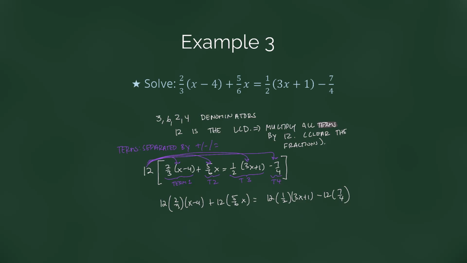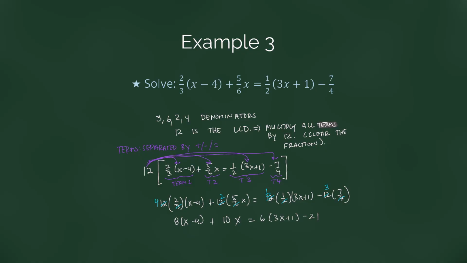So when I multiply 12 times 2/3, the 3 and the 12 cancel to give us 4, and there we end up with 8 times x minus 4. In our next term, the 6 and the 12 cancel to give us 2, and we end up with 10x. In the next term, the 2 and the 6 cancel to give us a 6, and we get 6 times 3x plus 1. And then in the last, the 4 and the 12 cancel to give us a 3, and so we have minus 21. Now we have a problem that no longer involves any fractions.